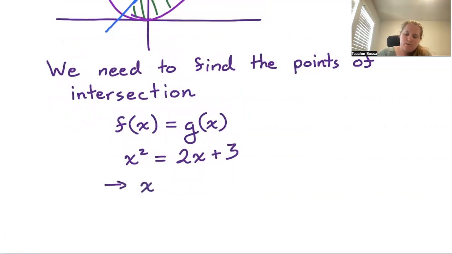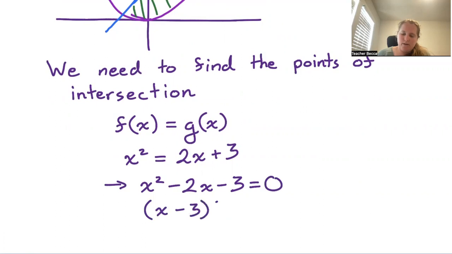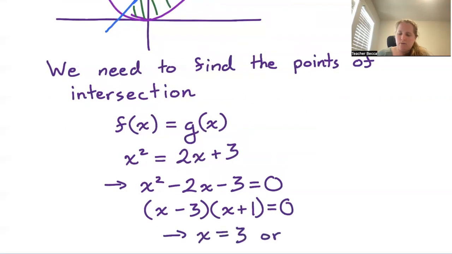That means x squared minus 2x minus 3 is equal to 0. And we have x minus 3 times x plus 1 equals 0. And so that tells us that x is either 3 or negative 1. So we now know where we should start our integration. At this point, we can go ahead and set up our integral.